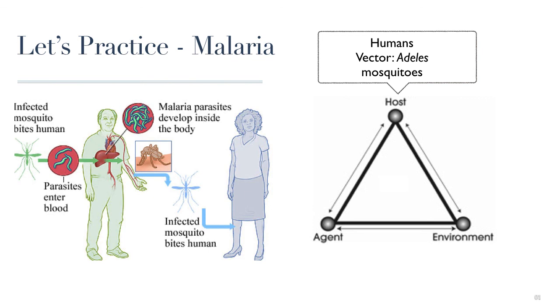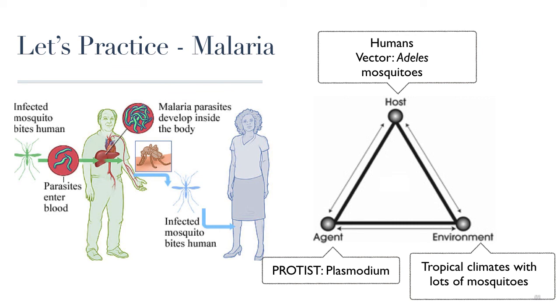Now, as far as humans are concerned, though, you might actually put a little bit more information there if you wanted to. You could just also say that children are more likely to die of malaria than older humans, than adults. The agent is a protist. The Plasmodium protist is what actually causes malaria, and the environment are the tropical climates where there are lots of mosquitoes. So tropical areas that have a lot of woodland, that has a lot of mosquitoes, those are the environments that are more likely to lead to malaria transmission.